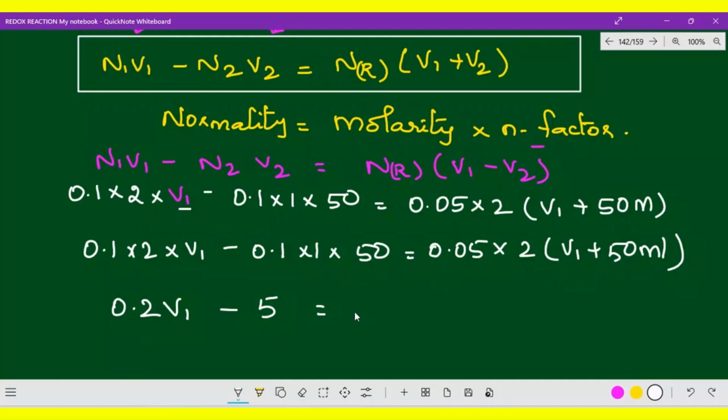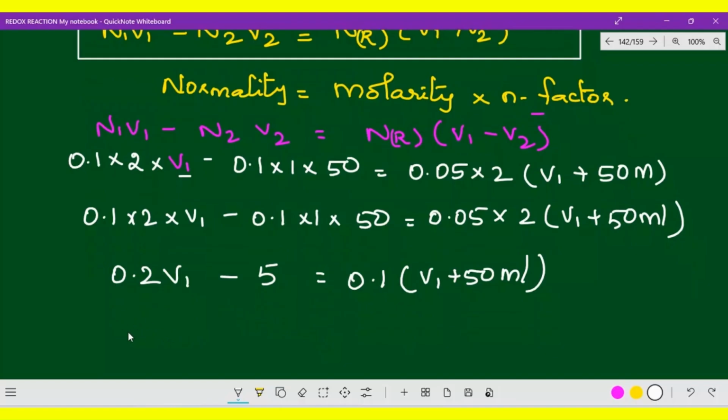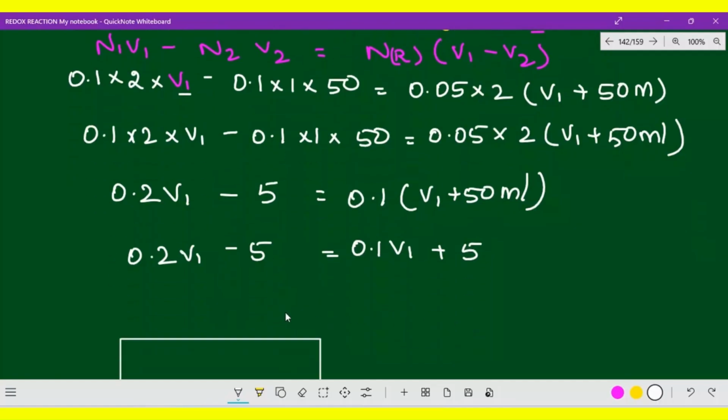So, how much will you be getting? Here, 0.05 into 2, you will get 0.1 into V1 plus 50 ml. Right? Got it? Okay. Now, we can bring all this here: 0.2 V1 minus 5 equal to 0.1. We just multiply this: 0.1 V1 plus 0.1 into 50, how much? 5 only. Right.